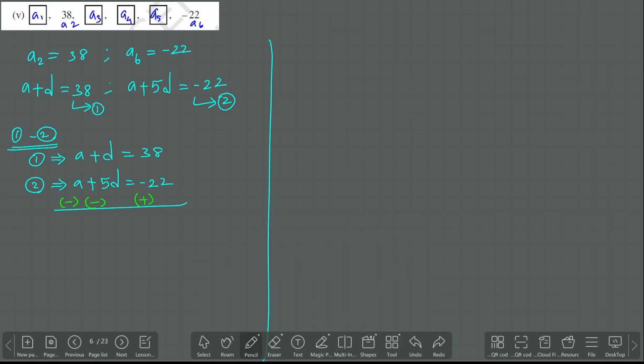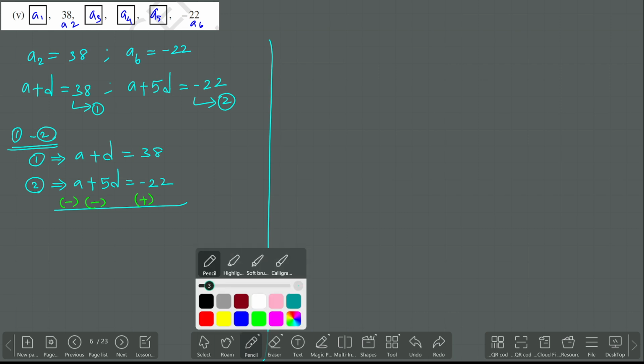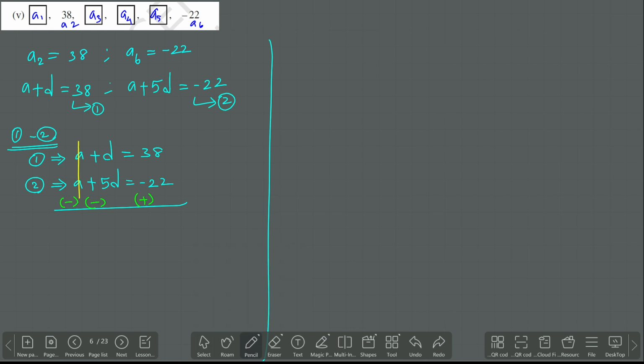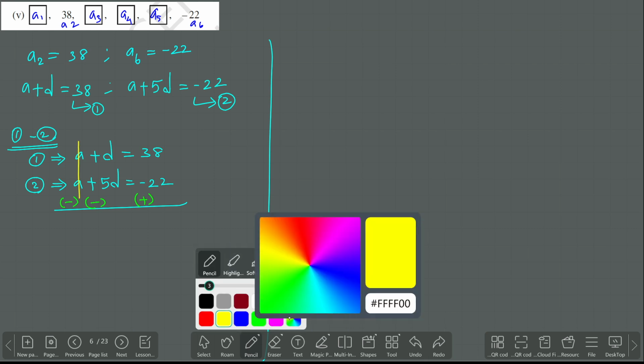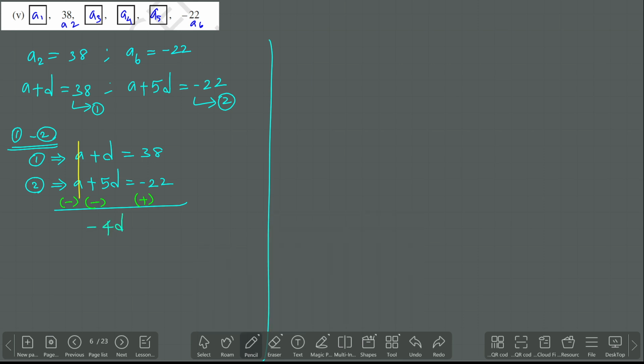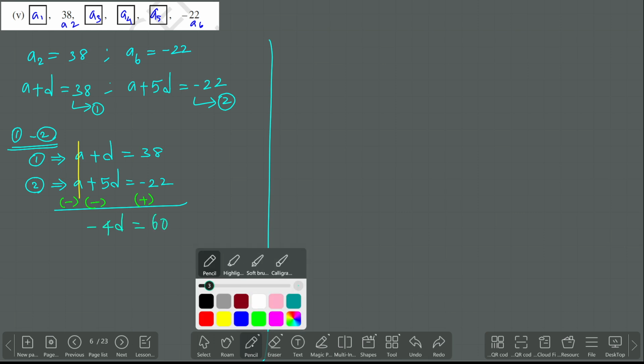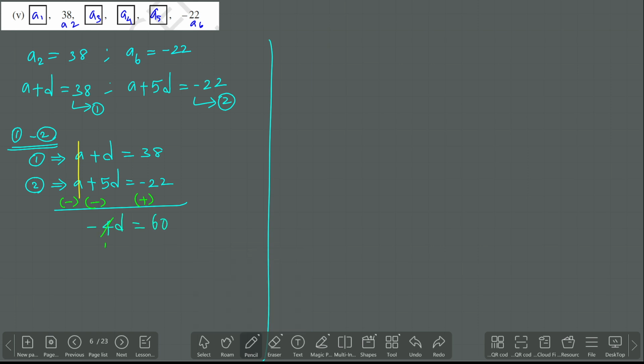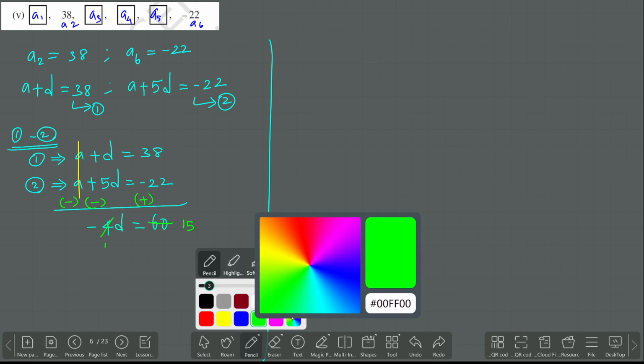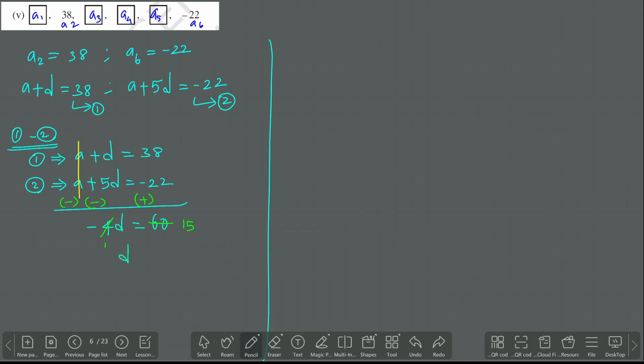Right. Then A will be cancelled. Plus A minus A will be cancelled. We are going for the answer. Minus 4 times D equal to, both are plus now. When we add, 60. Right. 1 4, how many 4s? 60. 1 4, how many times? 15. Then D equal to what? Minus 15. D is minus, you send it opposite. Minus 15. D value we got as minus 15.